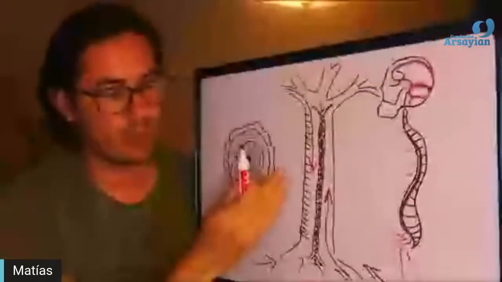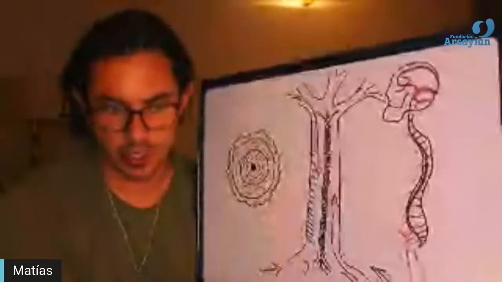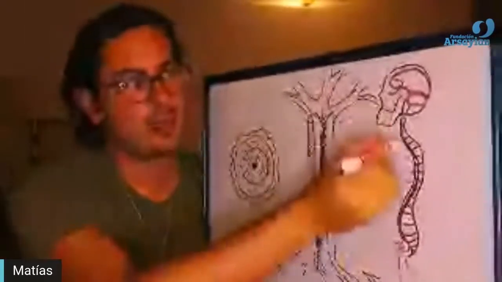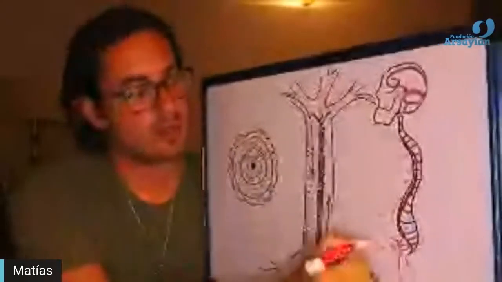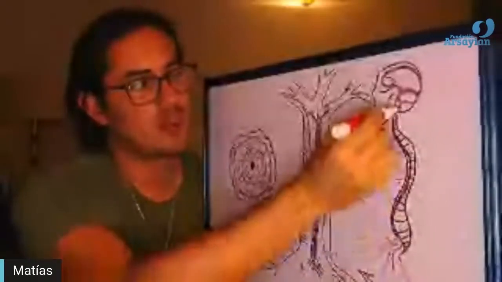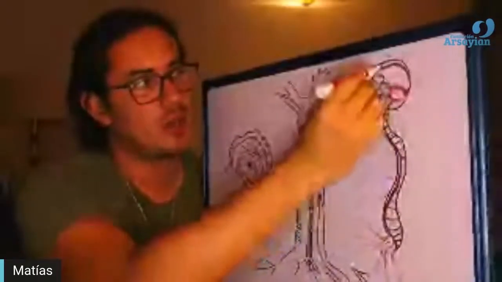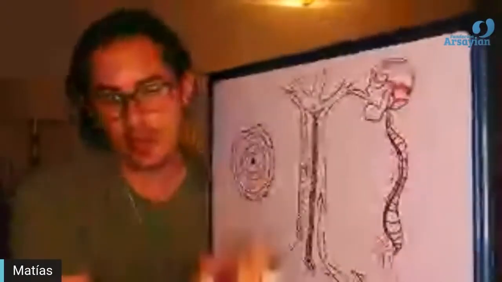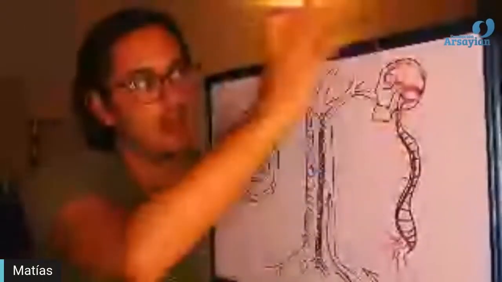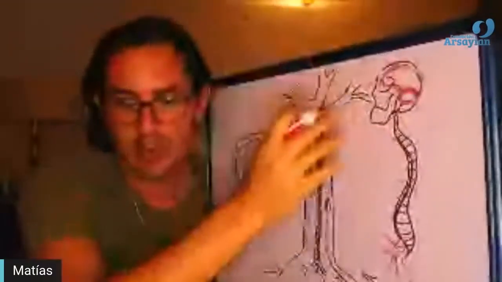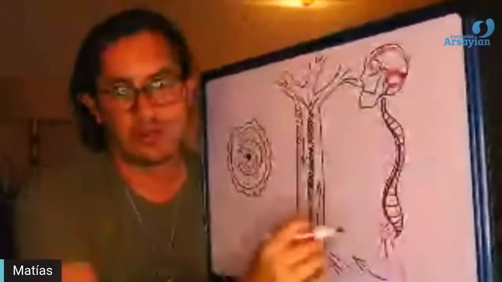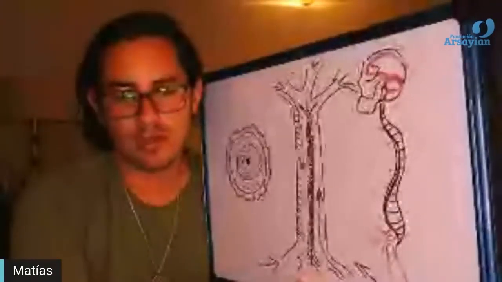So we have exactly the same structure as a tree, and we call it the spine. Inside the spine, we have the marrow, and through the marrow, we have all these roots, which are the nerves. And of course, going up, it connects to the brain. So the brain would be like this part of the tree with the leaves, the flowers, the fruits. Then we have here the spine and all the roots towards the organs.